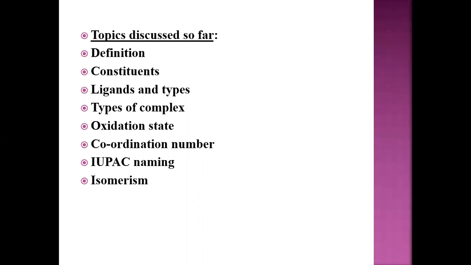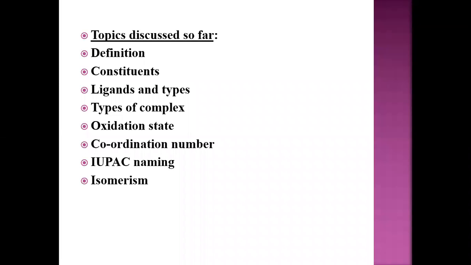The topics that were discussed in the last video were the definition of coordination compounds and its constituents. So what are the different parts of the coordination compounds, such as the coordination sphere and ionic sphere. Then what are ligands? What are the specifications for a substituent atom to be called a ligand, and what are its types based on the number of active centers present in a ligand?